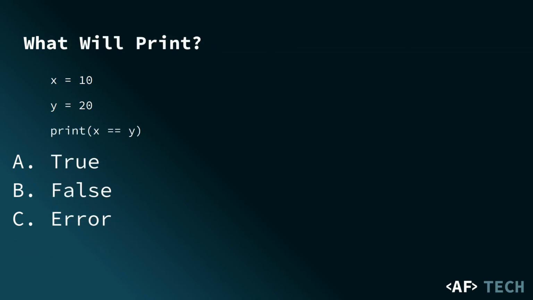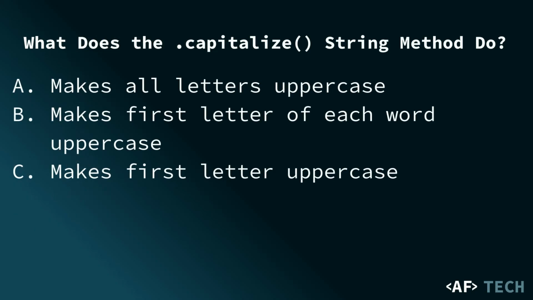What will print if x is 10 and y is 20 and I print x is equal to y? Would it be true, false, or an error? It would be false, because in the print statement we are comparing x and y, and that statement is not true, so it's false.